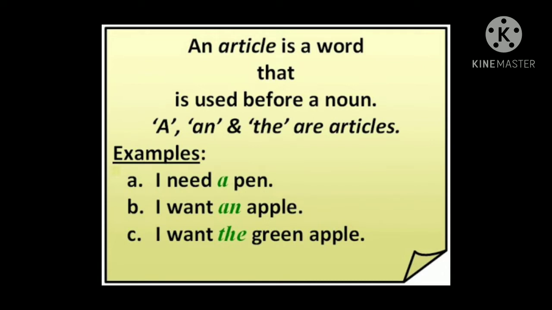I need a pen. Now I am not writing a before I. I is a pronoun and not a noun. What is the noun over here? The noun is pen. So we are writing a in front of pen. I want an apple. I want the green apple. So a, an, and the are articles.